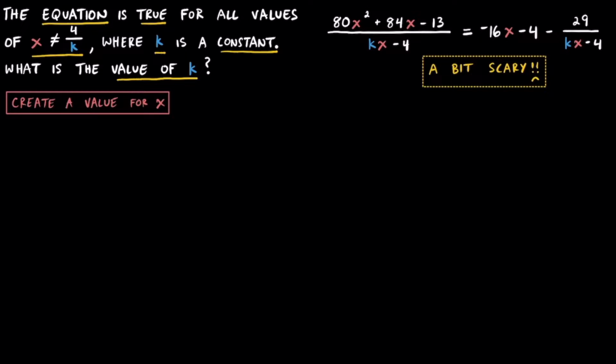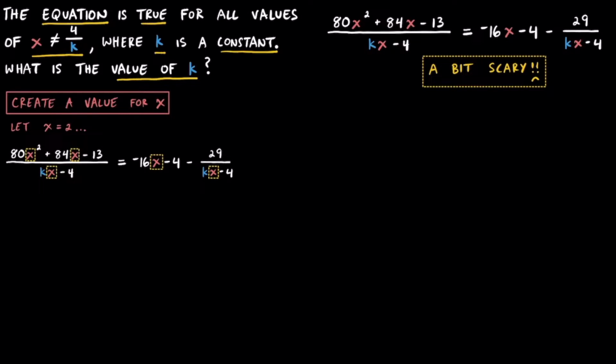Let's start with substitution. To begin, let's create a value for x. Since there's two variables in this equation, x and k, if we create a number for x, then we can solve for k. While you can choose your own number, I'm going to let x equal 2. Here's the original equation, and we're going to take all these x's that we see in the equation and replace them with 2's. Simplifying this a bit, we can square the 2 in the top left and get 80 times 4 plus 84 times 2 minus 13 all over 2k minus 4.